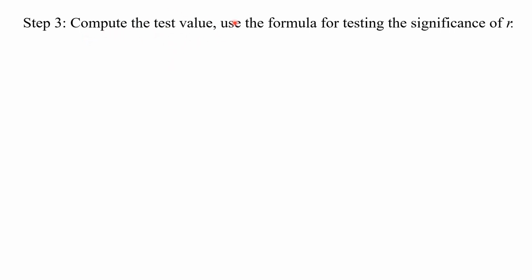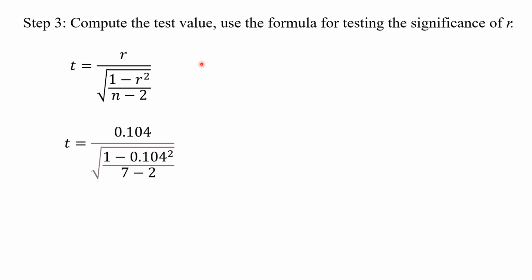Okay, third step, compute the test value. Okay, so use the formula for testing the significance of R. Okay, so yung formula kanina for t-test. Ito po yun. So, ito na ngayon yung gagamitin natin. Dun sa ating last step, kinuha natin doon yung critical value. So, ngayon naman, kukunin natin yung test value. Okay, so yung computed R natin, or yung correlation coefficient, kanina is 0.104.